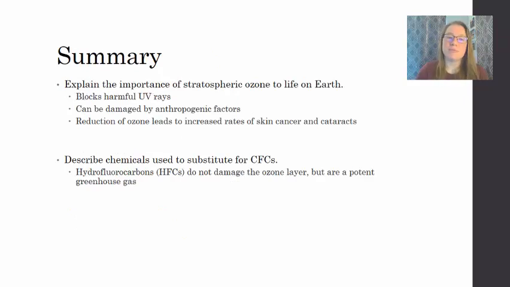Now in summary, you should be able to explain the importance of stratospheric ozone to life on Earth. It blocks those harmful UV rays, but it can be damaged by anthropogenic factors such as the release of chlorofluorocarbons. And reducing that ozone layer means we're going to see more of those harmful effects from that UV radiation, such as increased rates of skin cancer and cataracts. You should also be able to describe some of the chemicals that are used to substitute for CFCs, particularly knowing that hydrofluorocarbons are our main substitute. They do not damage the ozone layer, but they are a potent greenhouse gas.